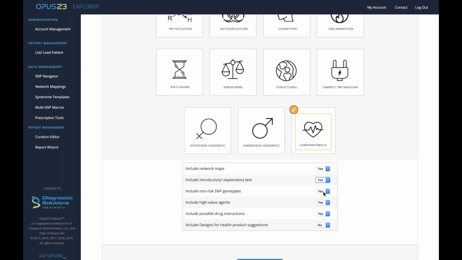Next, we have the high value agents, and these will tell you which nutraceuticals or nutrients or even hormones might have the most impact for this individual. The program will automatically curate and decide based on the data in this individual's particular SNP patterns what agents. So when we say agents, this can be vitamins, it could be minerals, it could be herbs, it can even be lifestyle interventions like meditation, or even some type of dietary interventions like low fat, high fat type of diets.